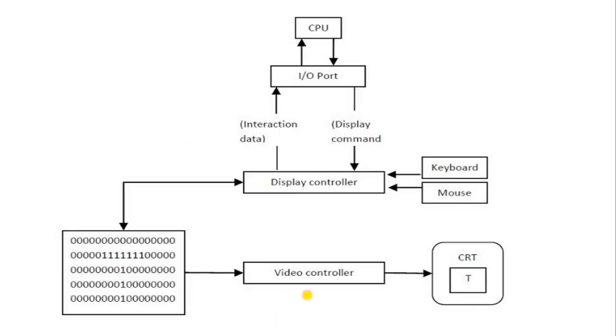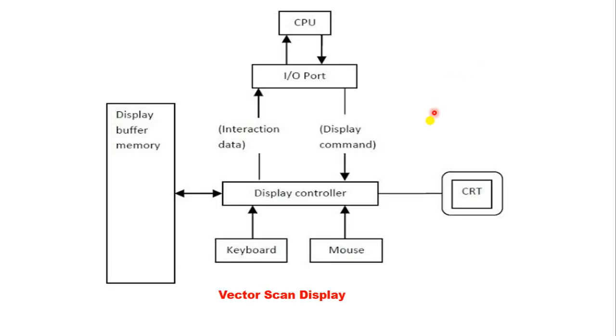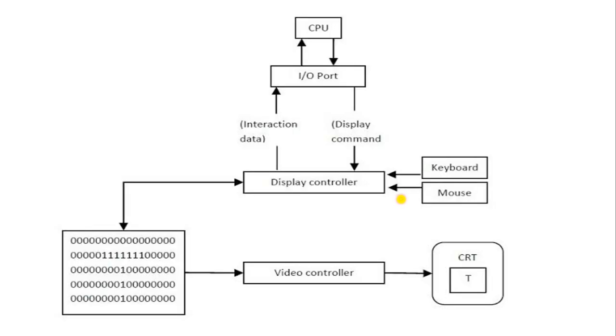So in the previous video, we learned about vector scan display. Today we will learn about raster scan display. The only difference between vector scan display and raster scan display is that in raster scan display we have a video controller, but in vector scan display we don't have any kind of video controller. In vector scan display, whatever image has to be drawn on the CRT screen, the electrons go and strike only that particular area where we want it, and the image is generated. But in raster scan display, the beam will scan line by line and generate the image. So we will study this in detail.